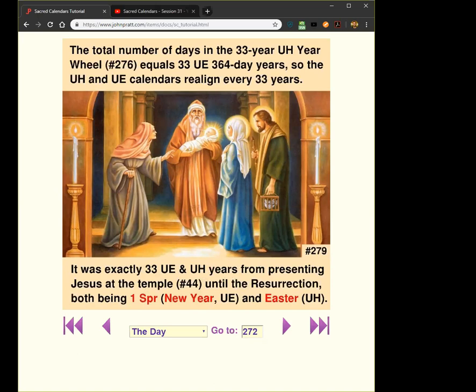It says right here what they were. They were both one spring, which is New Year on the uniform Enoch, and they were both Easter Sunday on the uniform Hebrew. But you see, Easter is not always on one spring, just at least once in 33 years it is. But the variation that is in that wheel is really fun, because the Lord loves variety.